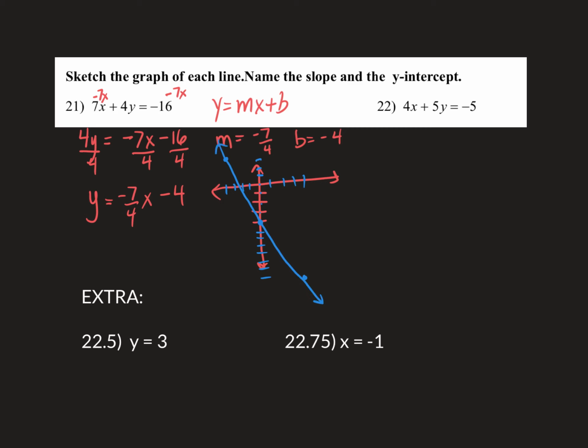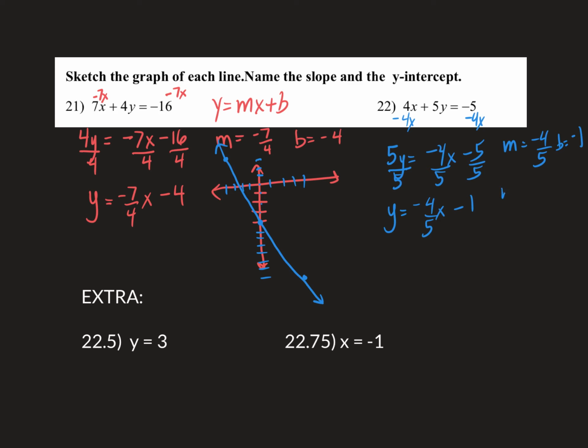Do the same thing for number 22. Subtract 4x. 5y will equal negative 4x minus 5. Divide each term by 5. So y will equal negative 4/5 x minus 1. So my slope is negative 4 over 5, and my y-intercept is negative 1.